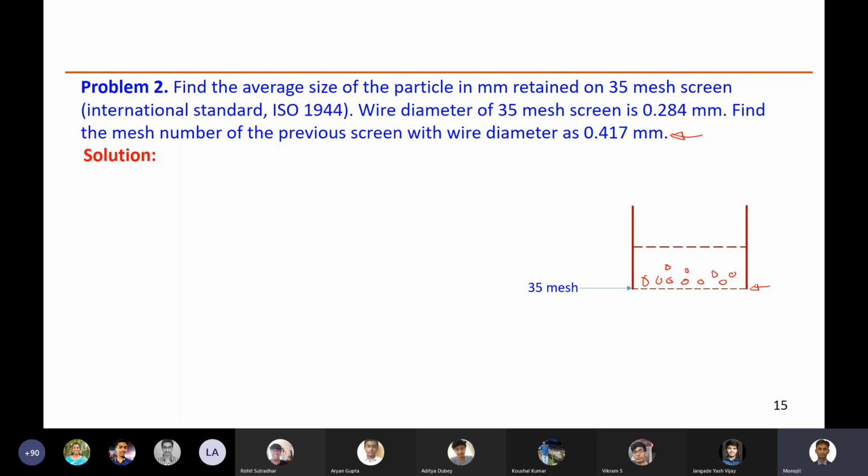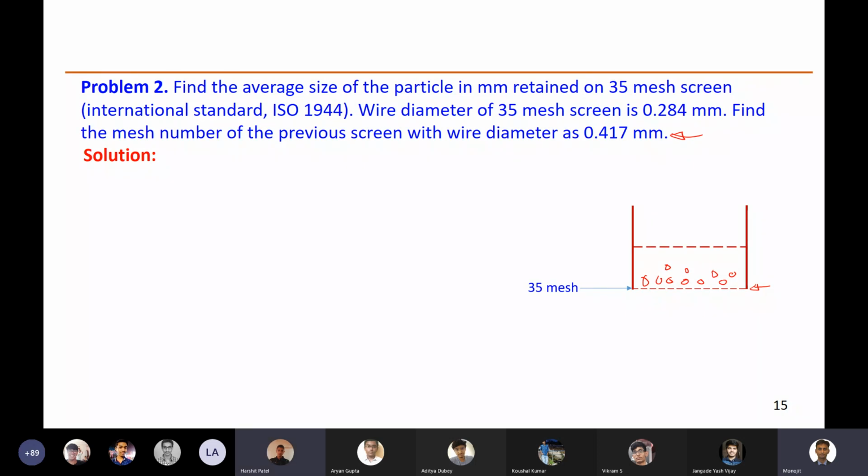First, the 35 mesh screen. What information can you extract from this 35 mesh screen? You know the wire diameter, right? Aperture we can find from it. And sir, the previous screen aperture will be half of the aperture of this screen. It will not be half. It will be √2 times of this one.